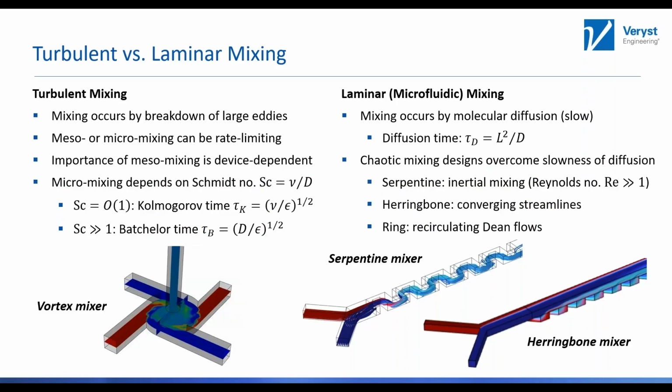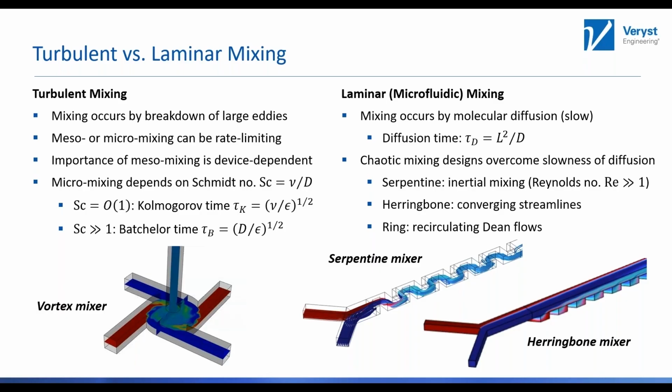So mixing can occur in essentially two flavors in production. There's turbulent mixing and there's laminar mixing. In turbulent mixing, mixing occurs via the breakdown of very large eddies into smaller and smaller scales. It can be further subdivided into three regimes, so-called macro, meso, and micro scale mixing. Typically, macro mixing is not rate limiting. Meso or micro mixing can become rate limiting.